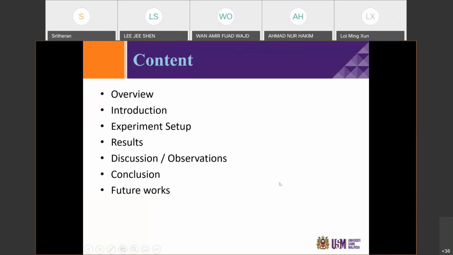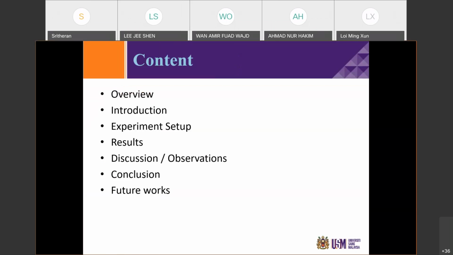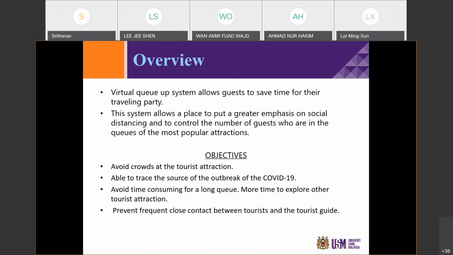Based on the theme given, which is smart tourism, we came up with a project called Virtual Queue System. So, these are the contents that we included in our presentation. A basic overview: the virtual queue system allows guests to save time for traveling because they reserve a time before visiting a place. We came up with this project to allow a place with greater emphasis on social distancing and to control the number of guests in the queues at the most popular attractions.